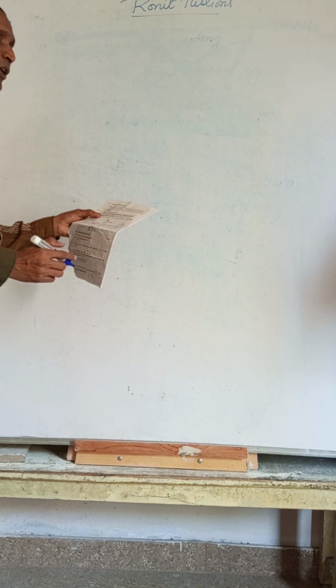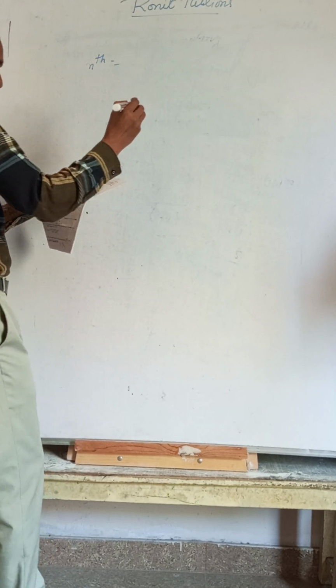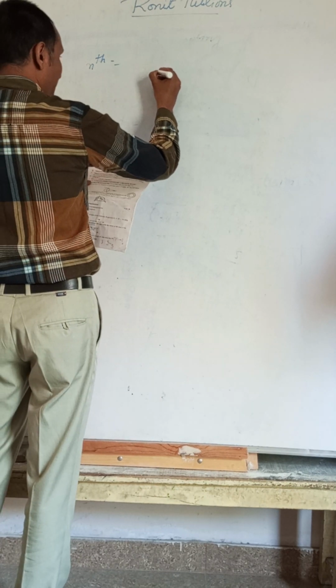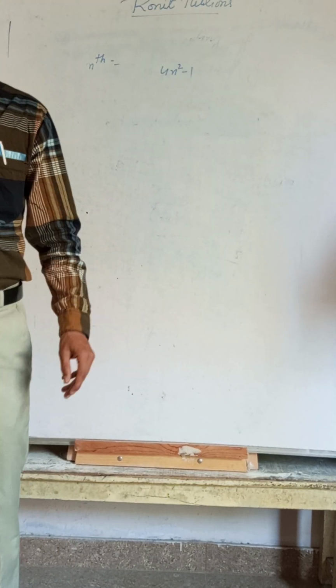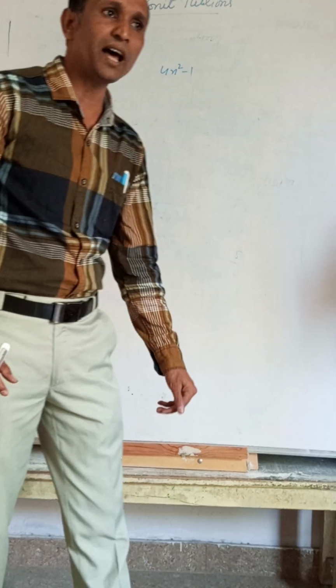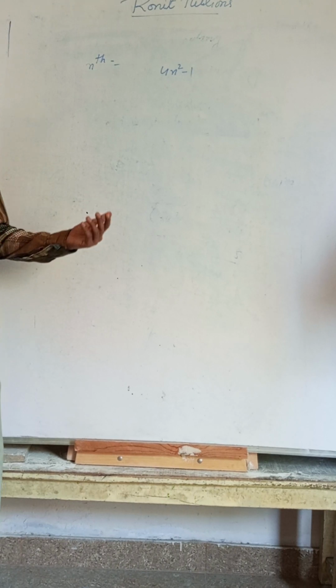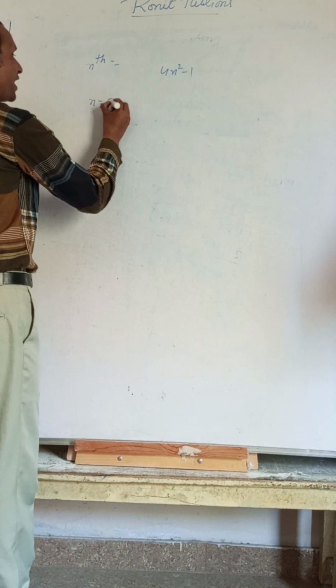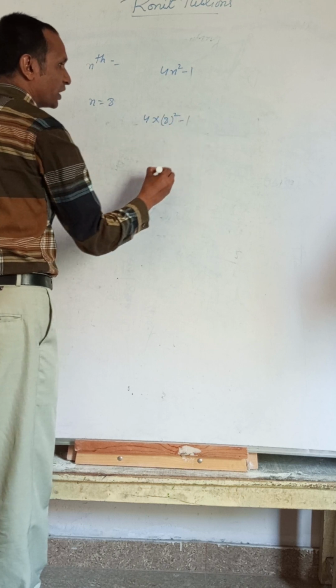If the nth term of an arithmetic progression is defined by 4n squared minus 1, find the eighth term. To find any term, if the nth term is given, we substitute the value. Here n is equal to 8, so we find the value of 4 into 8 squared minus 1.